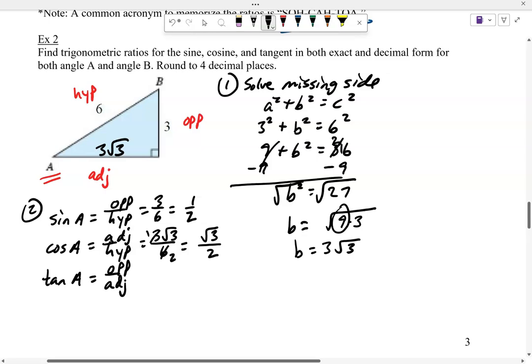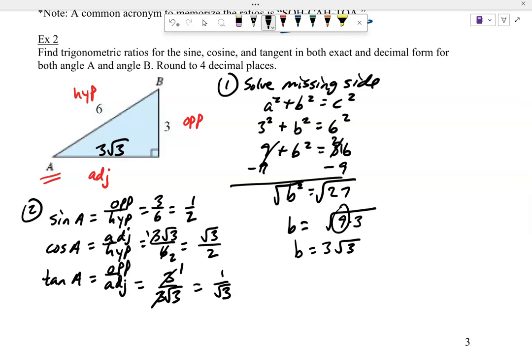Tangent of angle A is the opposite over the adjacent. Now 3 over 3 is just 1, so I got 1 over 1 times root 3, so I got 1 over root 3. I really should rationalize that. We can't have an irrational in the denominator. So I'm going to multiply top and bottom by square root of 3. Then I'll get root 3 over root 3 times root 3, which is root 9, which of course is just 3. And you could punch those in if you want a decimal form for those.